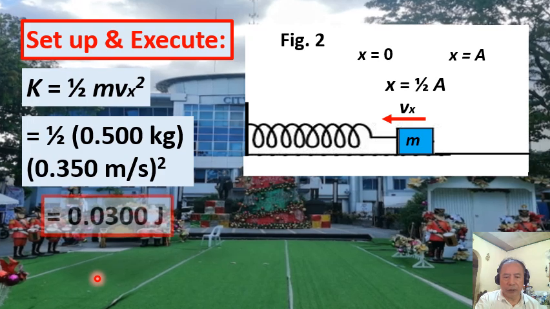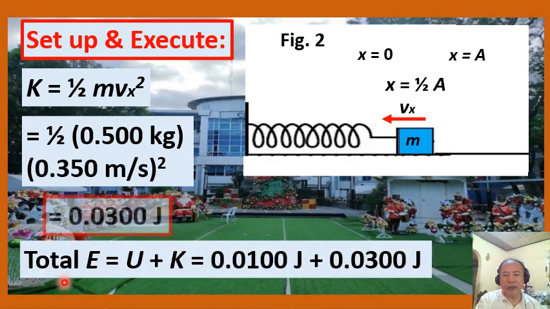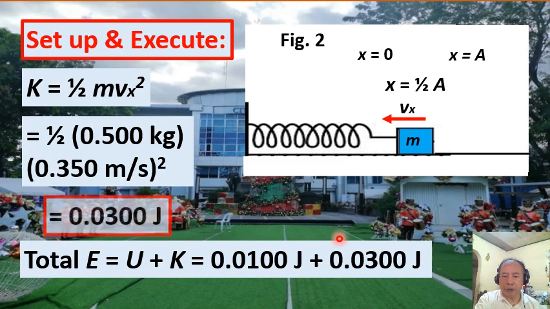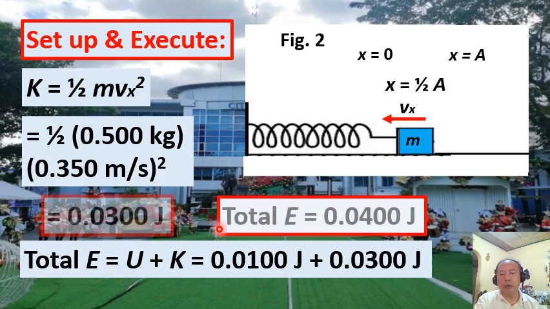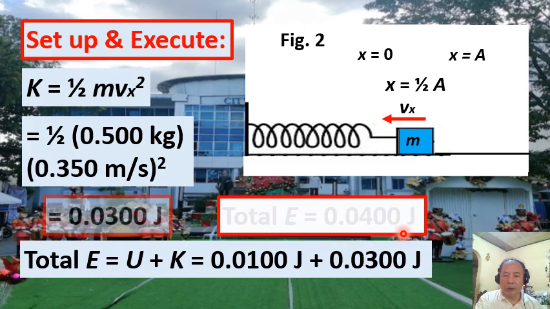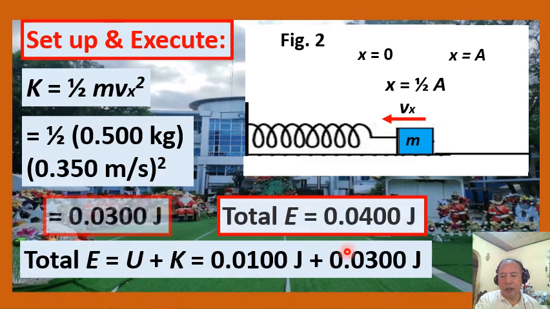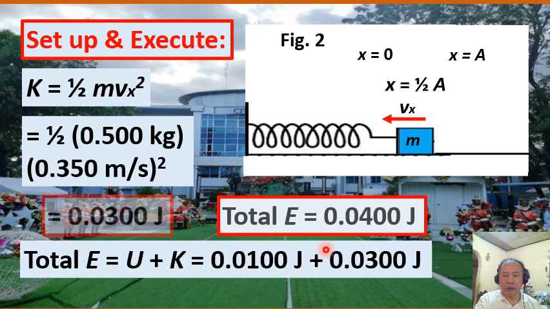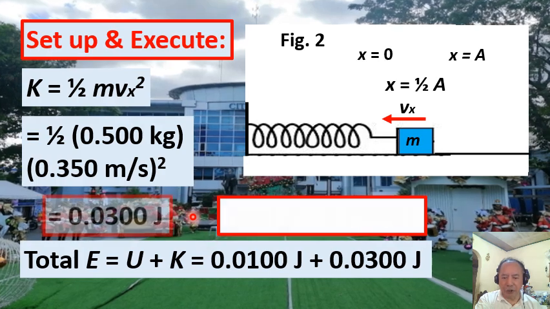And adding the elastic potential energy and this kinetic energy of the block at the position x equals 1/2 the amplitude, all right, we get the total mechanical energy equal to 0.0400 joules, which agrees with our earlier answer for the total mechanical energy of the block. So indeed, our computation obeys and agrees with the law of conservation of mechanical energy.